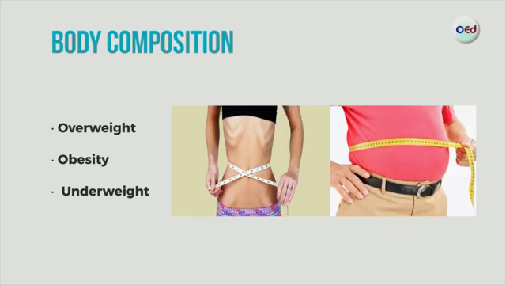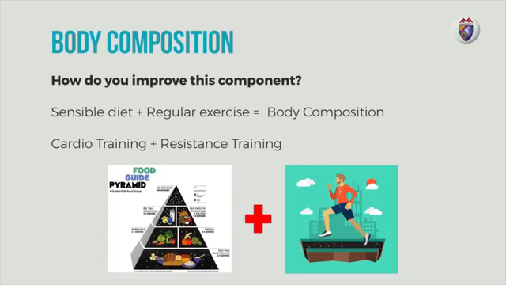If, on the other hand, you lack the correct amount of body mass in your body, this condition is called underweight. This is where your body lacks the enough nutrition to support several bodily processes. How do you improve on this component? Simply by maintaining a sensible diet and engaging in regular exercise solves your problem of excess body fat. Exercises which involve both cardiovascular and resistance training are best ways to tone the body and lose excess fat.